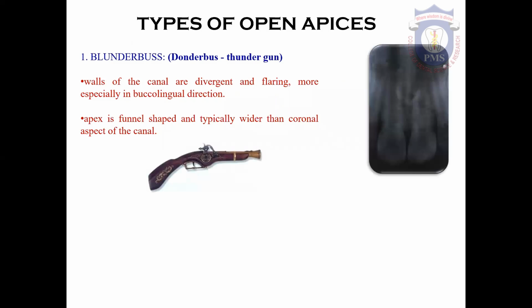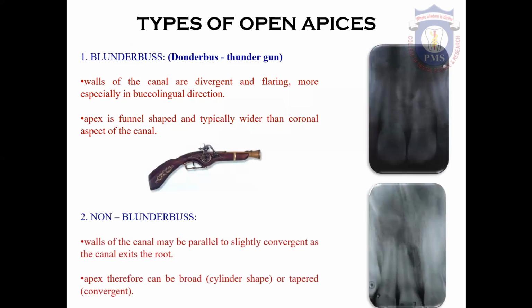There are two types of open apices. One is called blunderbuss apex, where the walls of the canal are divergent and flaring, and the apex is funnel shaped and typically wider than the coronal aspect of the canal. And non-blunderbuss, where the walls of the canal may be parallel to slightly convergent as the canal exits the root. Apex therefore can be broad or tapered.